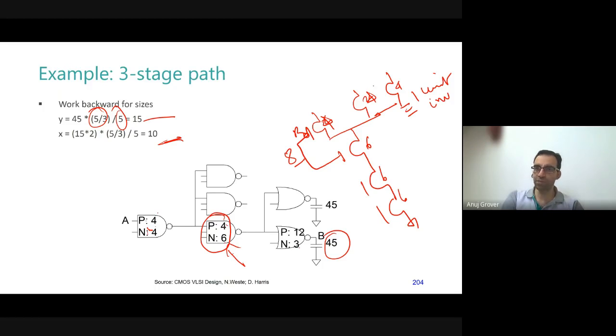हमने कुछ करा क्या यहाँ पे? Did we do anything? No. We're just looking at gate capacitance. And based on number of inputs, हमने P को just number of inputs के हिसाब से scale कर दिया. अगर 3 input है तो we set P equal to 3, 4 input है तो we set P equal to 4. That's it.